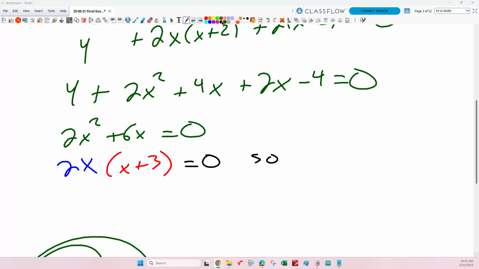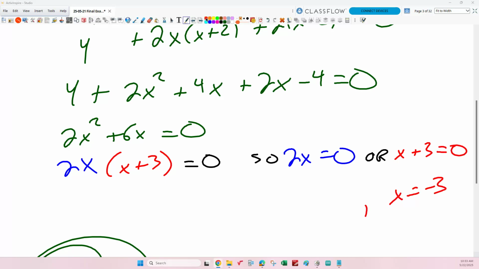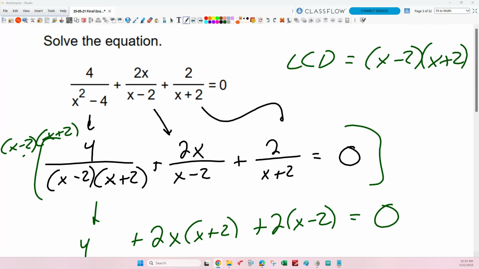Okay, good. So either 2x equals 0 or x plus 3 equals 0. So my solutions are -3 or 0, and a couple times people forgot the 0 there, right? That's a factor too.